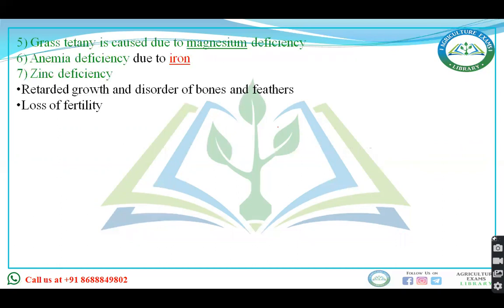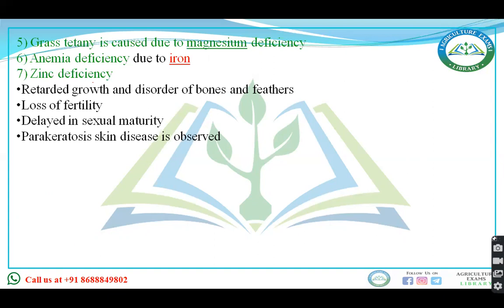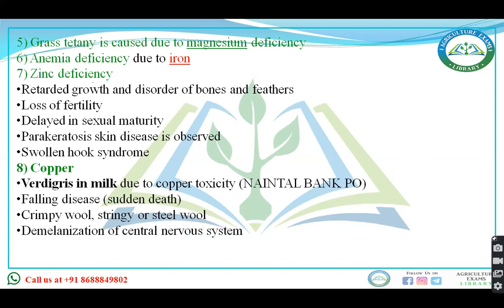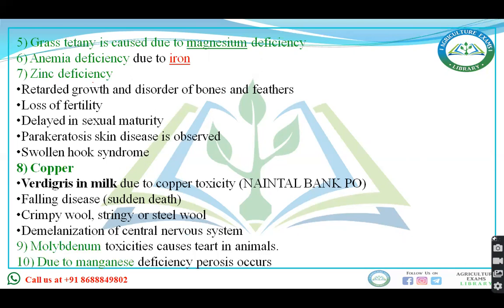Now, a few more, like grass tetany. This is caused due to the deficiency of magnesium. Anemia is due to the deficiency of iron. Due to deficiency of zinc, which disease is caused? That is parakeratosis. Okay. Next, when you talk about copper, you have already seen verdigris in milk, that is due to copper toxicity. Again, molybdenum causes scours in animals. And manganese, that is perosis. Perosis is caused due to the deficiency of manganese.